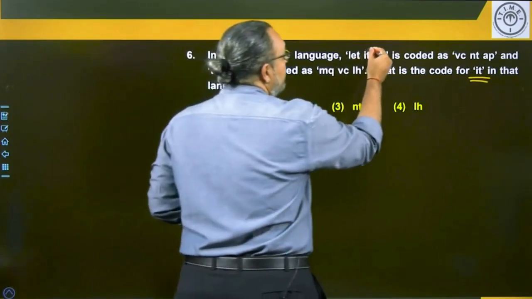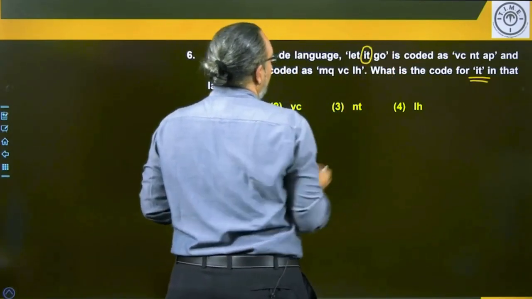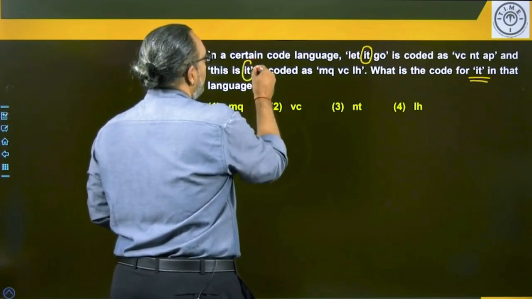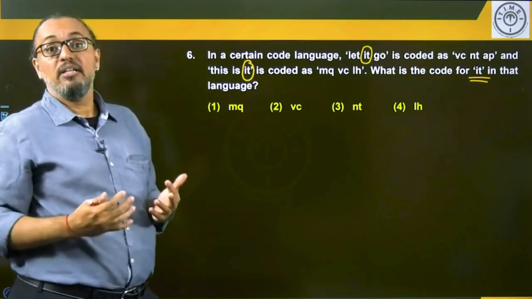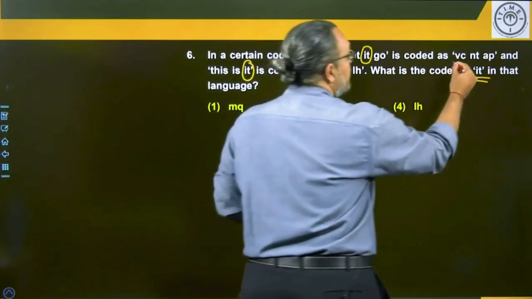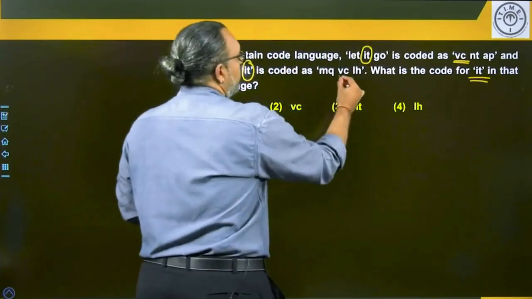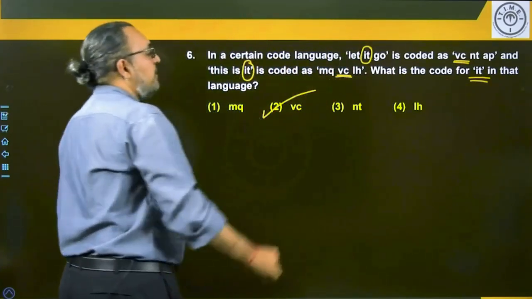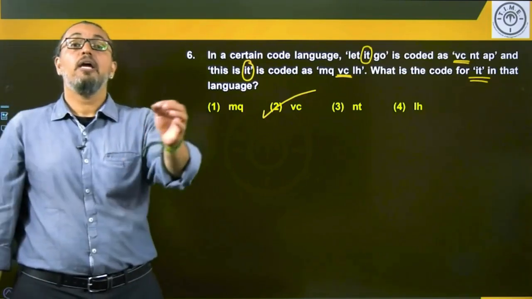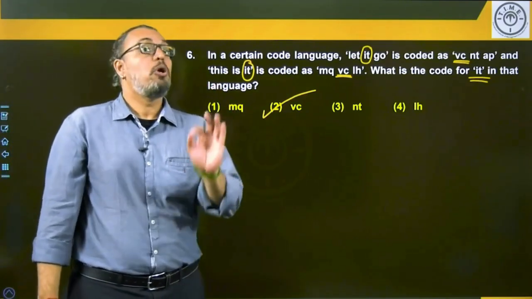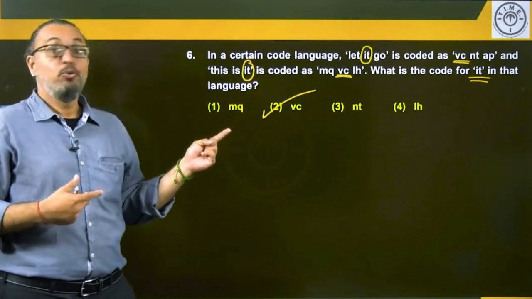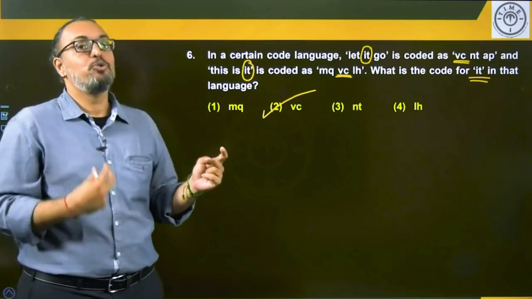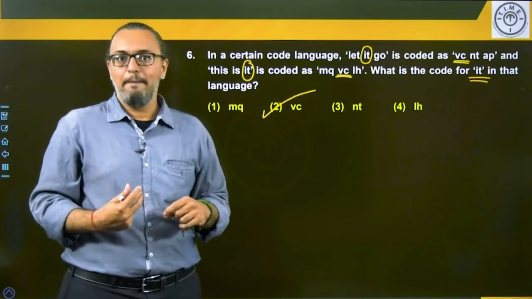Now see, it is here and it is also here. Is there any other word that is repeated? No, it is the only word that is repeated. See, what is the code that is repeated? Here you have VC. Here also you have VC. And that is what you choose. Mark and move on to the next. Do what is necessary. You don't have to write what is already given to you. You need to pick and choose what needs to be written in the rough sheet. Okay? Right.